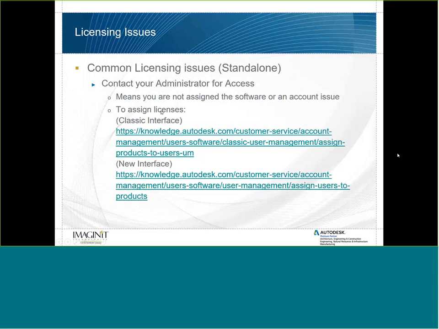So there are two links here, one for the classic interface in the Manage portal, one for the new interface in the Manage portal, that basically talk about how to add a user and how to assign that software to that user, because under subscription it is always a named user. So a user has to have a valid email address in order to be assigned that software and be able to operate and run those standalone licenses.